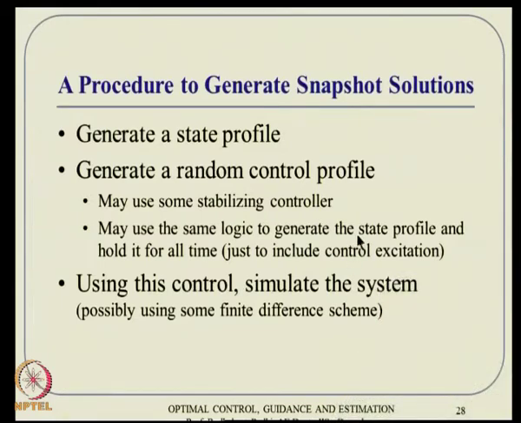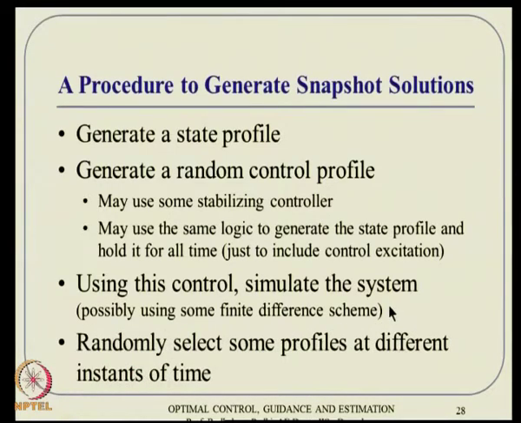And then utilizing this control, simulate the system dynamics, possibly using finite difference or finite element, whatever it is, and then you can randomly sample out of that. That means this behavior, which evolves with time, is also a lot of profiles. So you do not want to keep on collecting everything, but randomly select some profiles at different instances of time. Then you will have some sort of a snapshot solution using which you can design these basis functions.